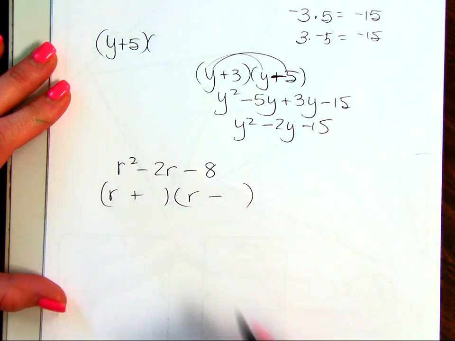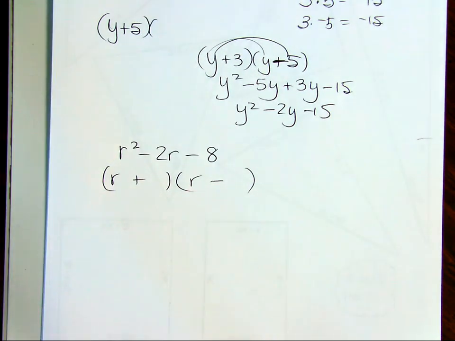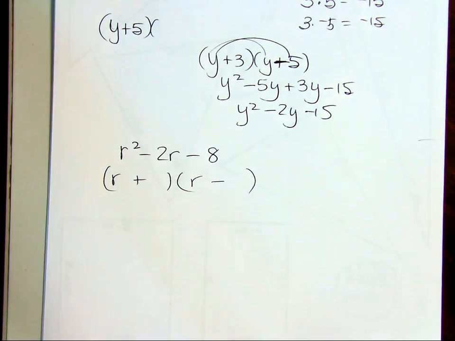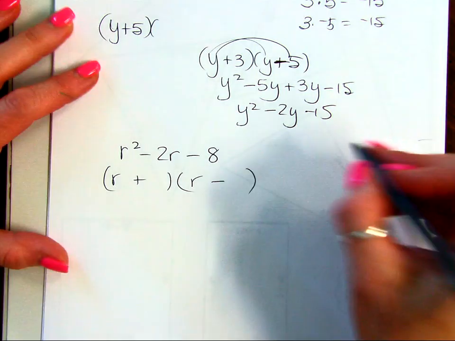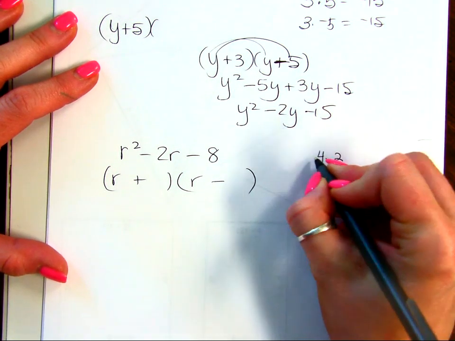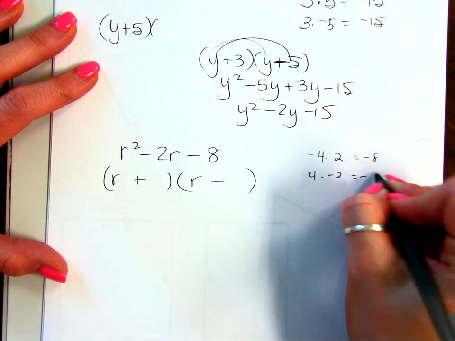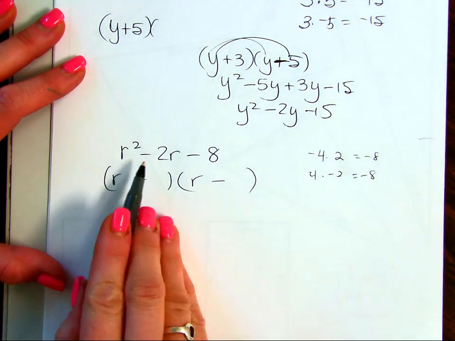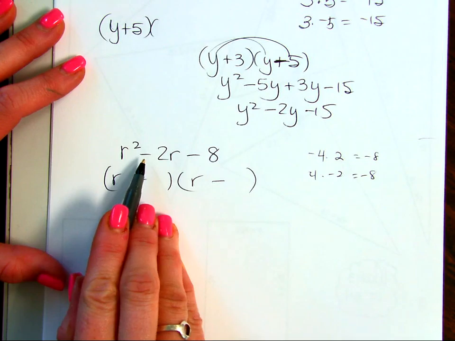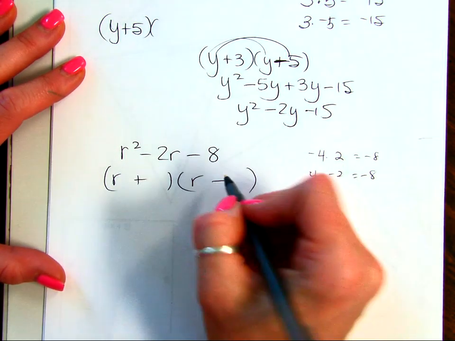Does it matter if you put the minus first? No. I just always instinctively put plus minus, so my pluses will always be first. Okay, so I don't really have that many choices. It's 1 and 8 or 4 and 2, right? Okay, so 4 and 2, both of those are going to give me negative 8 when I multiply them, but which one's going to give me a negative 2? So I look at the 4, and I need the 4 to be negative.